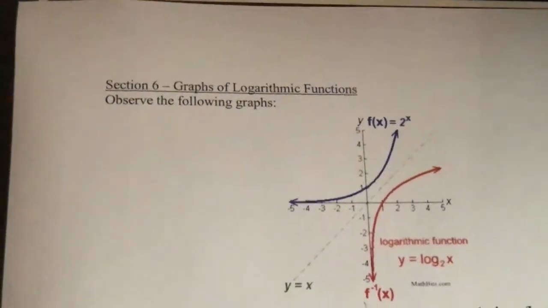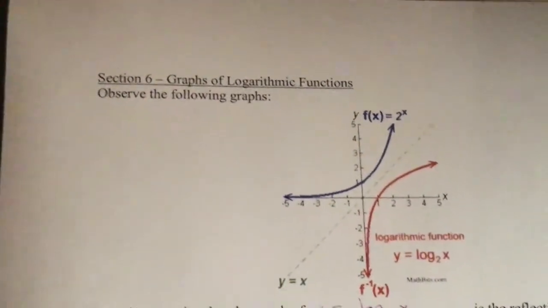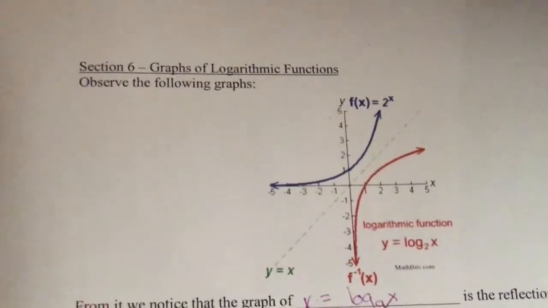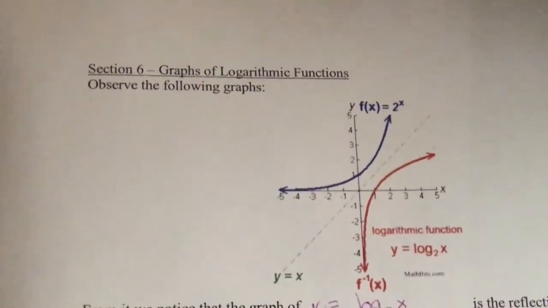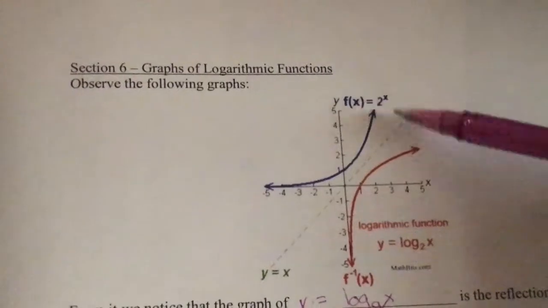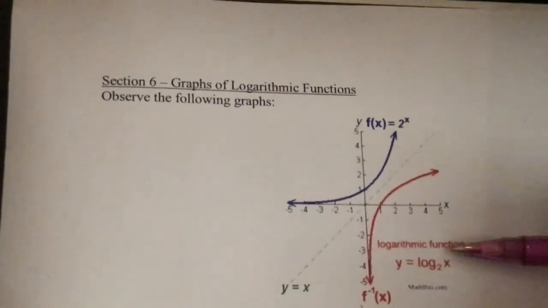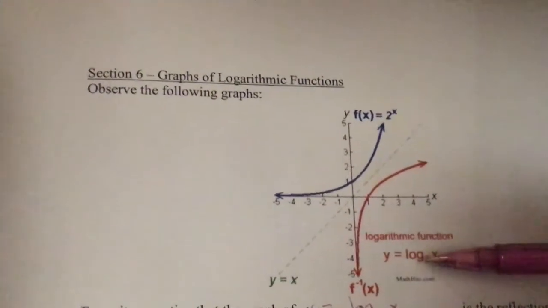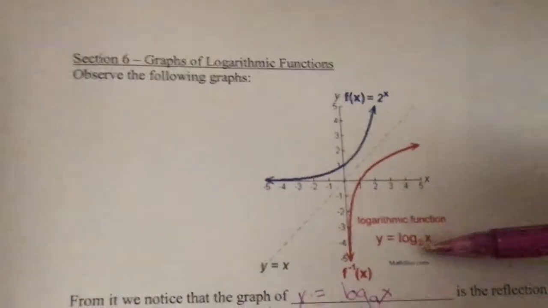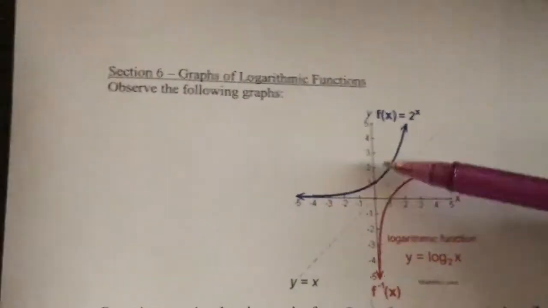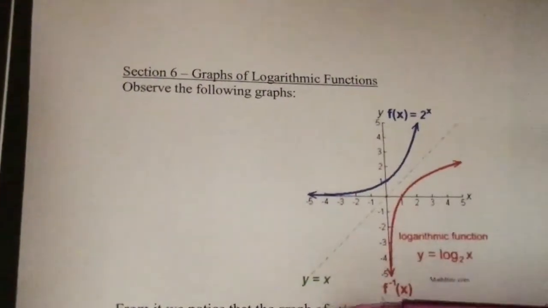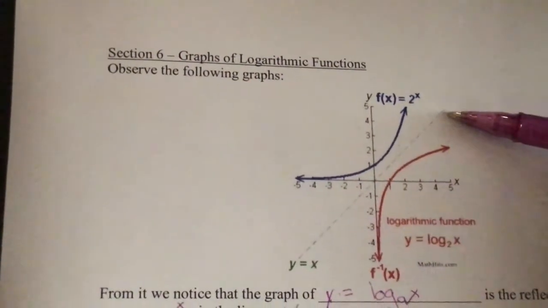We've talked quite a bit about logs and log equations, but let's just have a look at what the graph looks like. If you have an observation of this graph here, you'll notice that we've got f of x equals 2 to the x, and then down here the log function y equals log base 2 of x, the corresponding log function. What you'll notice is that they're a reflection of each other. They reflect across the line y equals x.